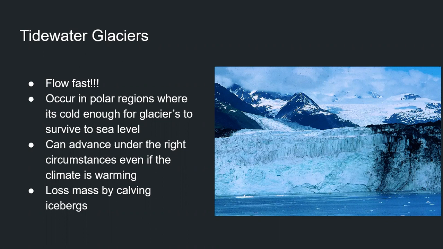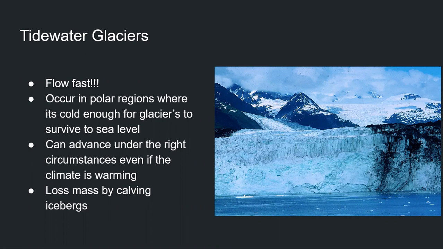So tidewater glaciers flow pretty fast compared to normal valley-shaped glaciers. They mostly occur in polar regions where it's cold enough that the glacier can reach the ocean and doesn't melt away before that. The very interesting and odd thing is that tidewater glaciers can advance even when the climate is warming. While usually all glaciers tend to retreat when the climate is warming, tidewater glaciers have a very different answer to climate. It doesn't mean that they are not impacted, they are just impacted differently.